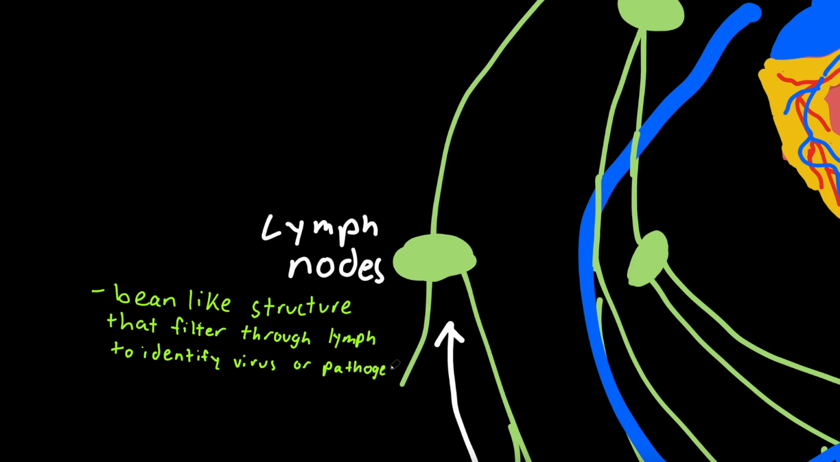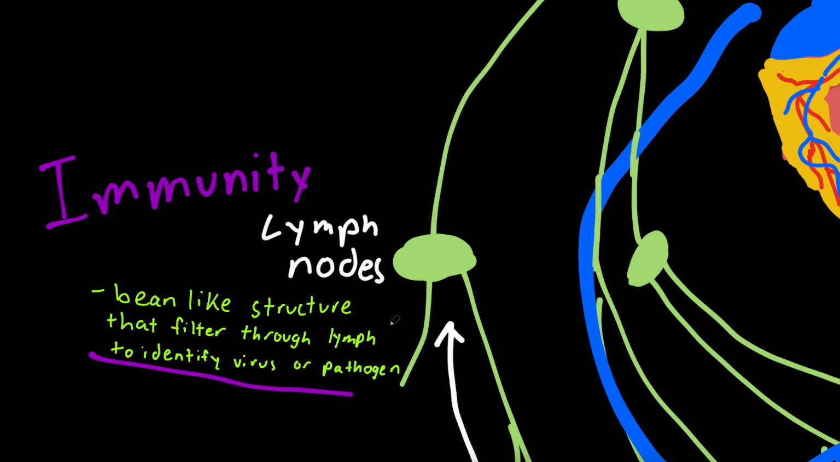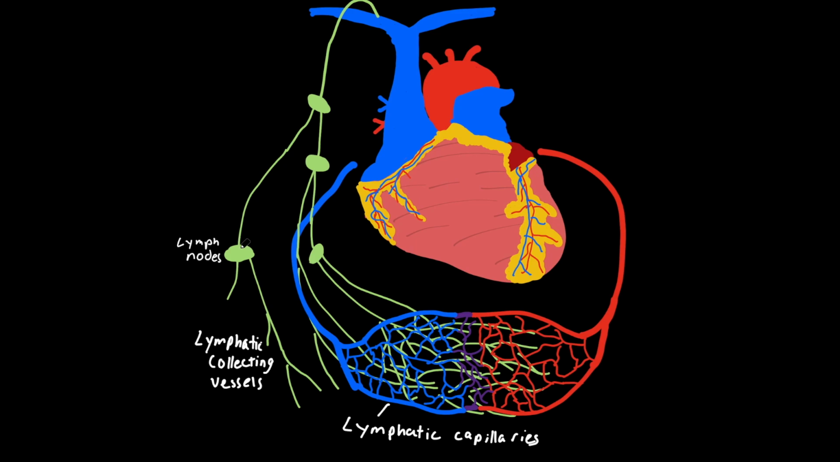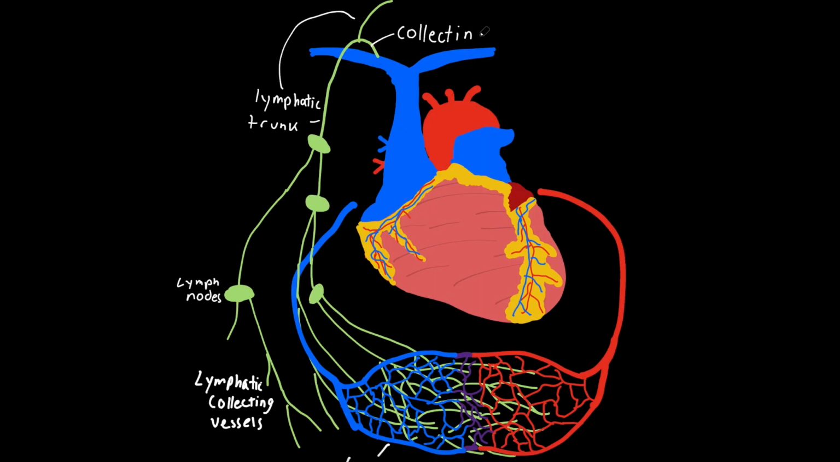We will discuss lymph nodes more thoroughly, but to summarize, lymph nodes are a bean-like structure that filter through the lymph to identify any foreign pathogens and debris. This is where our second function of the lymphatic system, which is immunity, comes into play. Once our lymph has passed the lymph nodes, they will travel through the lymphatic collecting vessels once again until our lymphatic collecting vessels form larger lymphatic trunks, which are just larger lymphatic vessels. Now, these larger lymphatic trunks will converge to form our 2 collecting ducts.